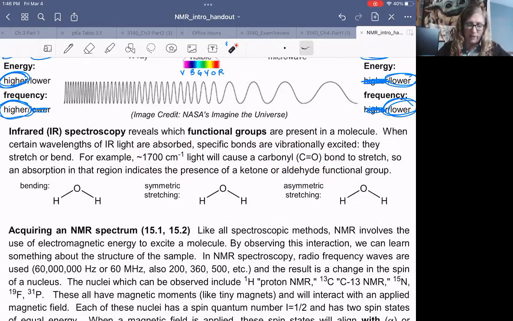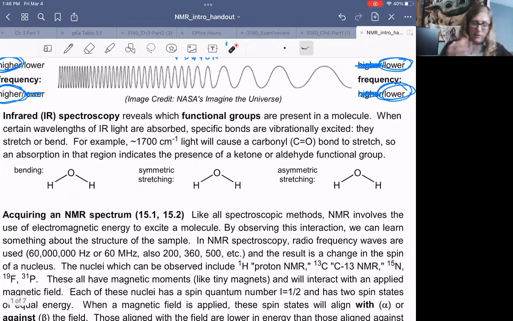So if we look at something like a water molecule, that will also absorb infrared light, and some of the vibrations that can occur when it absorbs light can be bending. For example, that bond angle compresses and expands, so those hydrogen atoms get closer to each other, and we would describe that as a bending motion.